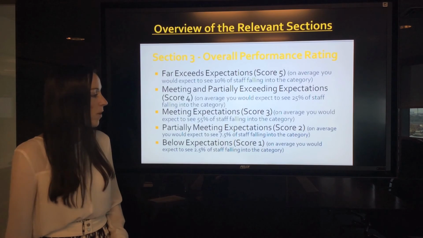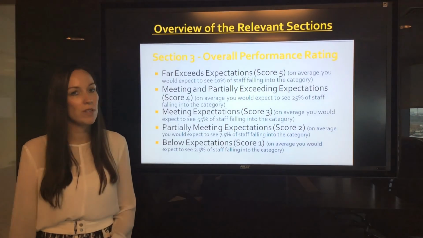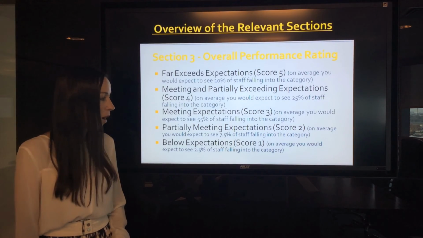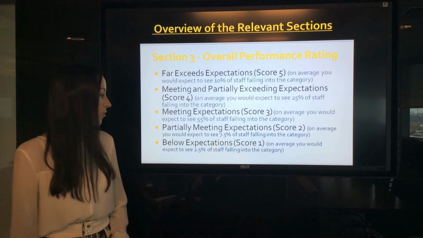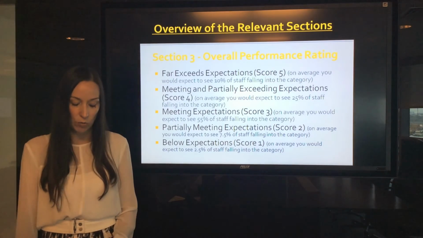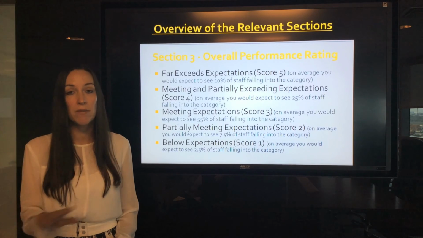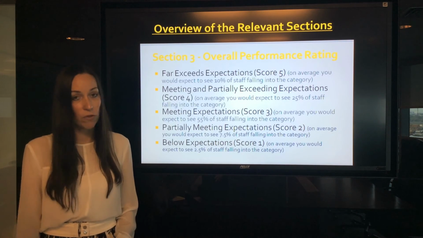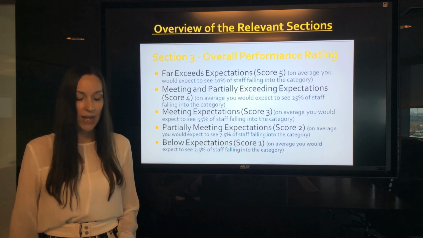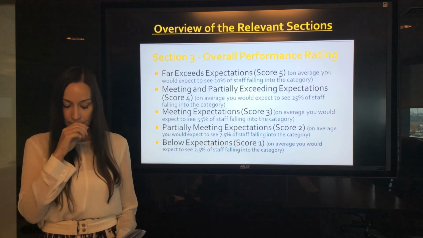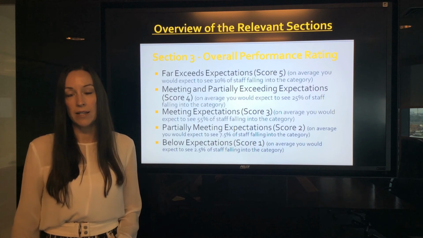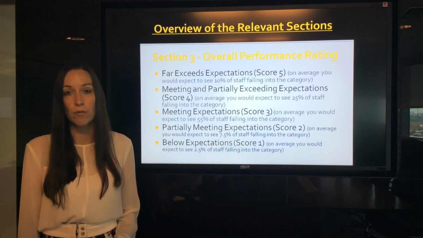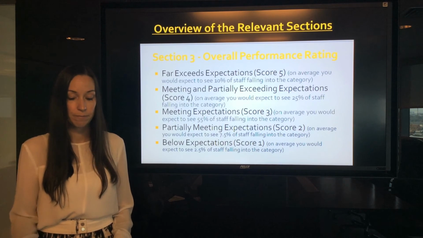Okay, now below expectations scores a 1. Again, you would only see maybe 1 or 2 people with a score of 1, only 2.5% of the workforce. These are people who have failed to meet their objectives completely. They have not met their performance standards in their role, and they have required a lot more support, at a disproportionate level, than what is required.